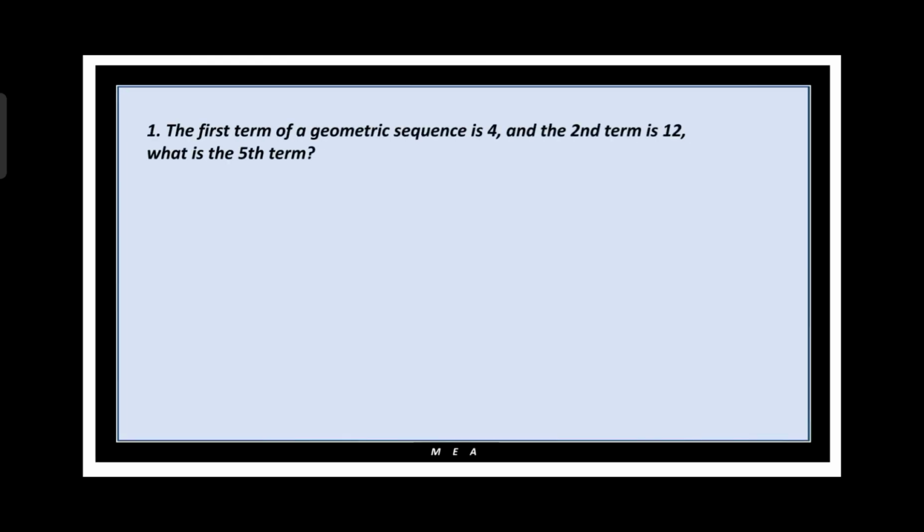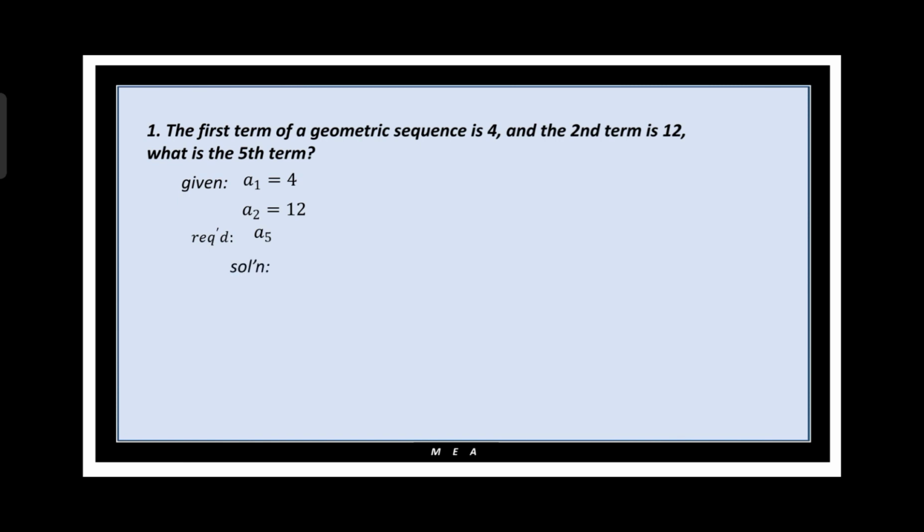Now let us have some examples. Number 1, the first term of a geometric sequence is 4 and the second term is 12. What is the fifth term? Okay, let us write down the given first. Ang first term daw natin dito, or a sub 1, is equal to 4. And then yung a sub 2 natin, yung second term, is equal to 12. We are asked here to find the fifth term, or a sub 5.